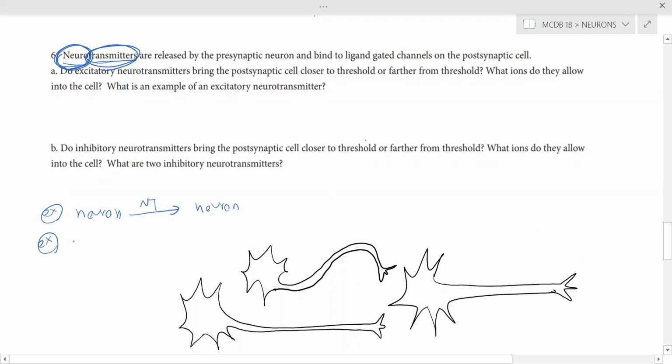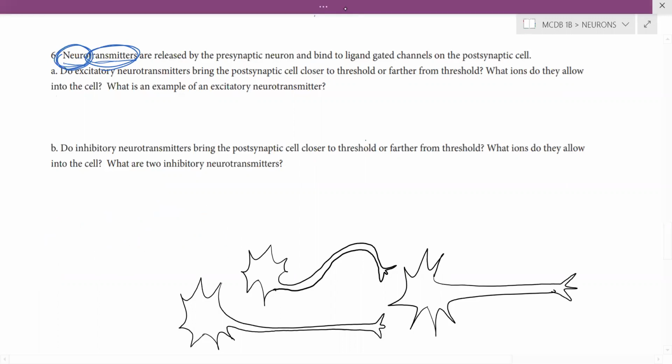You can also, though, have a neuron sending a neurotransmitter to a muscle too. That's how we control our muscle cells. It's how we connect the nervous system to the actual muscles that are moving. Cool, so let's go and talk about them.